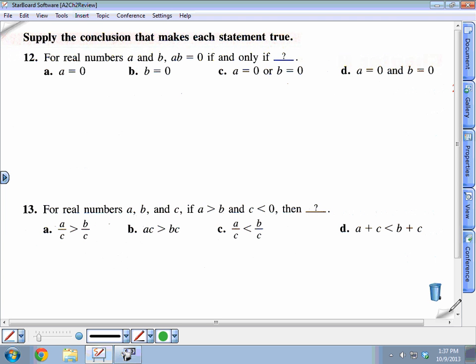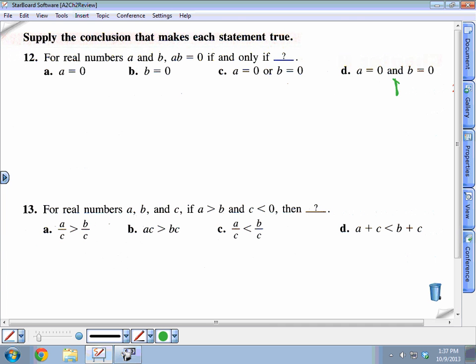Okay, let's go. Now, supply the conclusion that makes each statement true. For real numbers A and B, AB is equal to 0 if and only if. This is your zero product rule, isn't it? Yeah, it was on the next page. You had to flip the page to get to the rest of them. So that means A is equal to 0, or B is equal to 0, or both are equal to 0. Okay? A equals 0 or B equals 0.